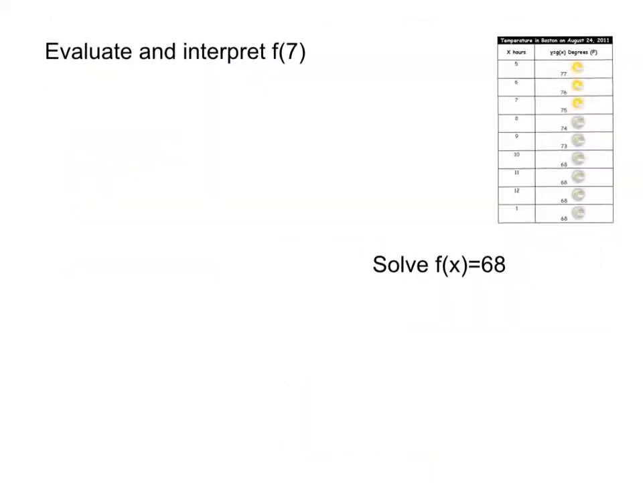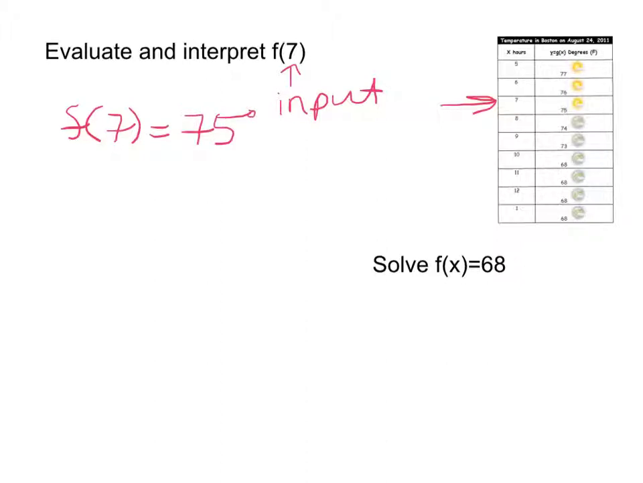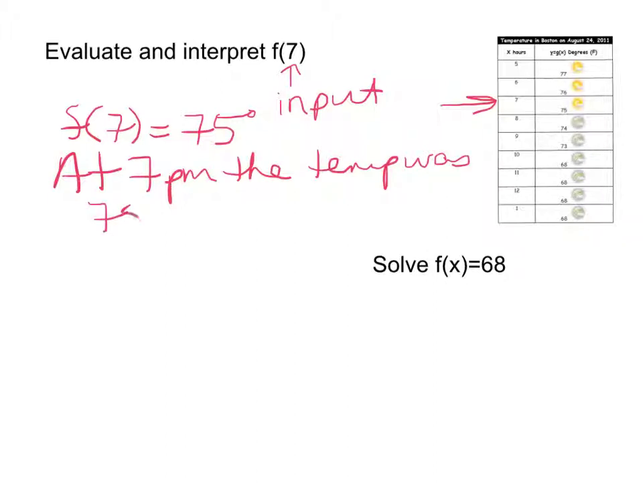For our next slide, I'm going to give you a table. We're going to do the same thing. Evaluate and interpret f of 7. So we look here, we see that this 7, because it's on the inside of the function notation, represents an input. To evaluate, we just look at our table. When was the hour 7? We go over and we see that the temperature at 7 o'clock was 75 degrees. So we'll evaluate and say f of 7 equals 75 degrees. And then we'll interpret that by saying at 7 p.m. the temperature was 75 degrees.